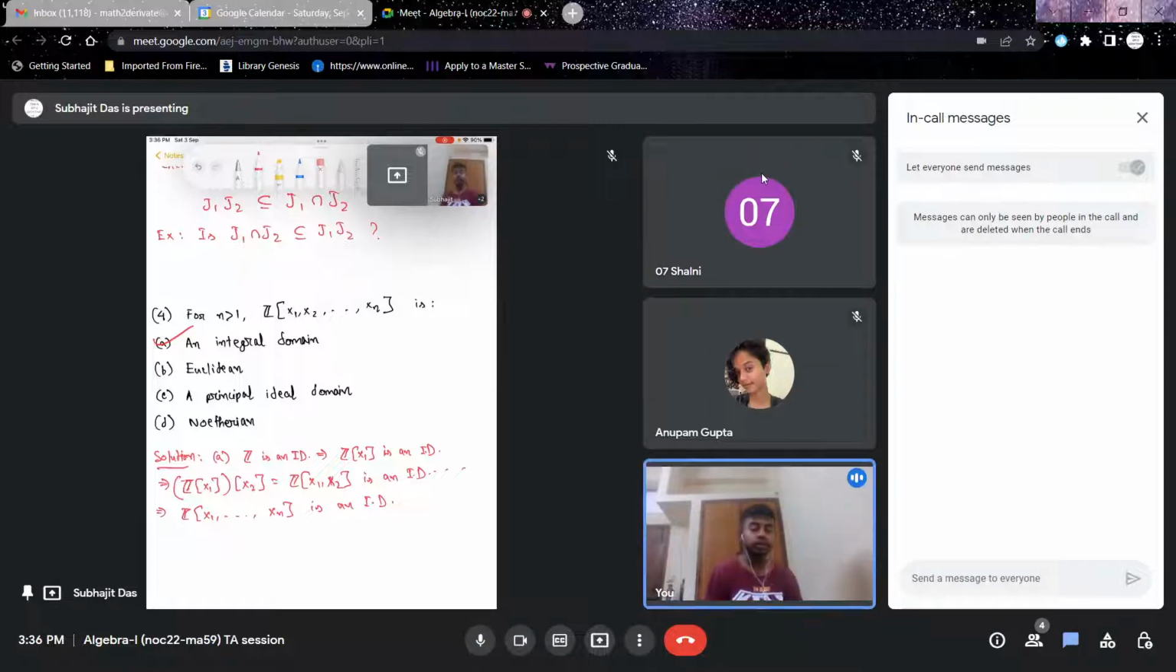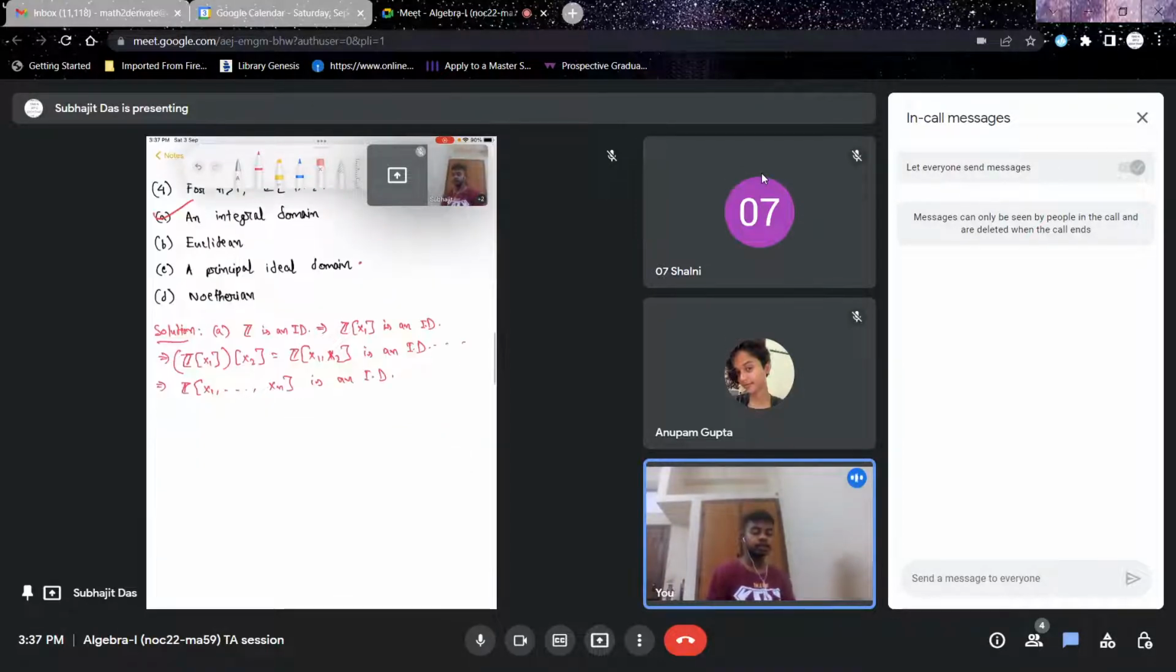So good. In that case, if we want to show that this is not a Euclidean domain, is it not enough to show that it is not a principal ideal domain? So we can just focus on this third option. Let's see whether this is a principal ideal domain or not. So what do you think? Will this be a PID? That is, will every ideal be generated by a single element?